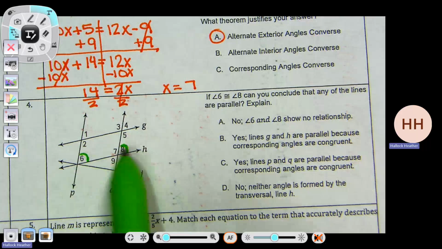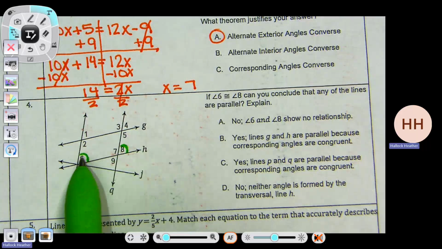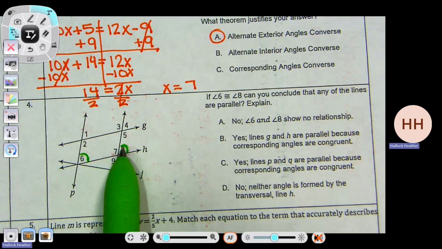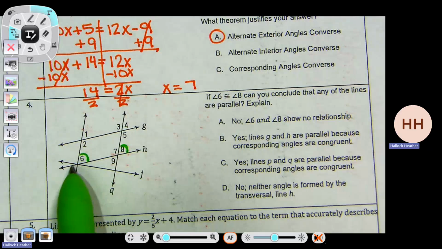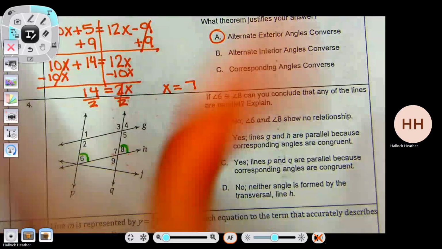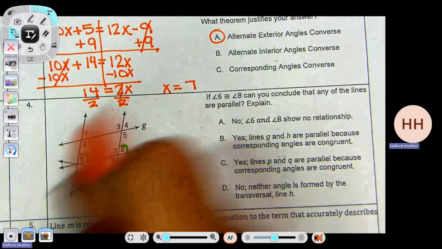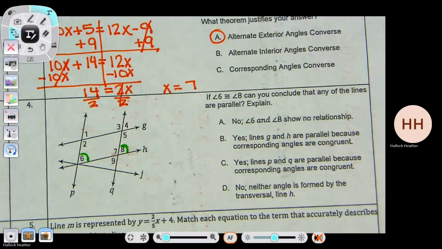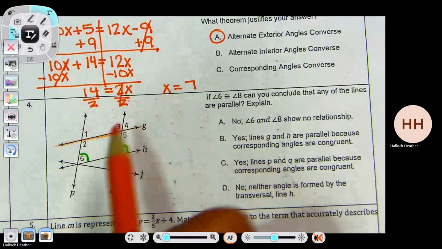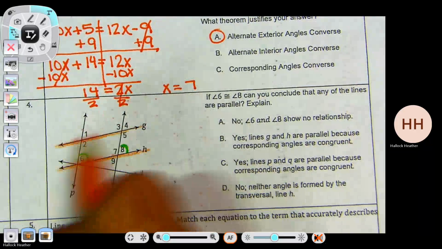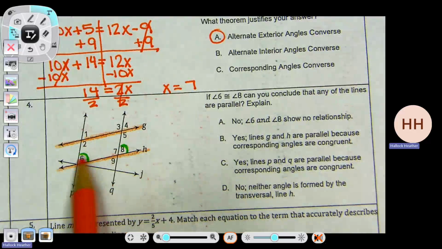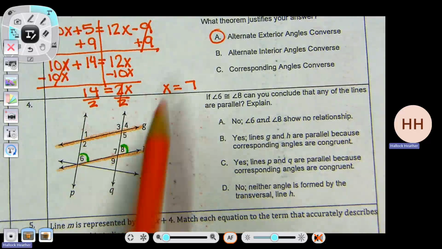The reason why is because these are corresponding angles. They're in the same spot, slid over. Now, if you look, these are both falling on, you have G and H. 6 and 8 only fall on H in this case. They don't fall on G.